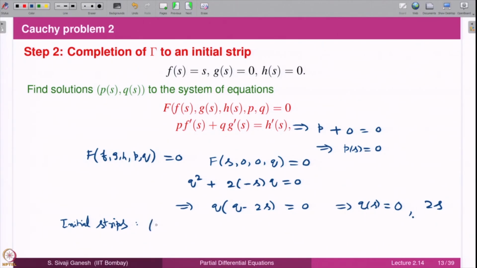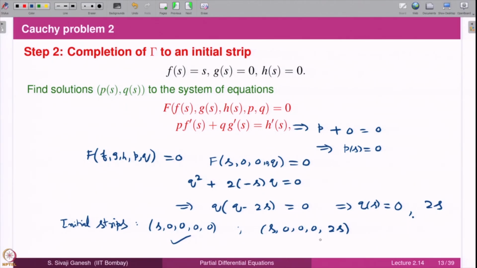So, f g h, that is s, 0, 0, here one more 0 should be there, p is also 0. So, comma, p for q also 0, this is one strip. Another thing is 0, 0, f g h, p is 0 and this is 2s. These are the two strips which are possible. So, let us work with this strip.